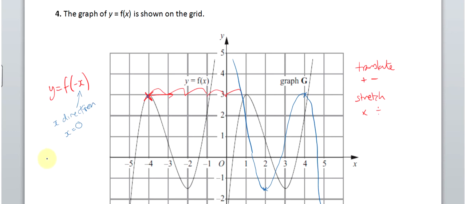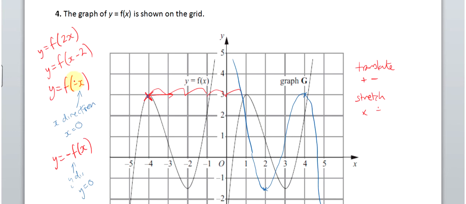If it was y equals minus f of x, then this would be in the y direction. It's the line y equals 0, which is the x-axis. And the reflections are a little bit confusing because of that. If you say you had y is equal to f of x minus 2, that's in the x direction, that would move it right. If it was plus 2, it would move it left. And if you had y is equal to f of 2x, that would be a stretch, and that would be in the x direction as well.